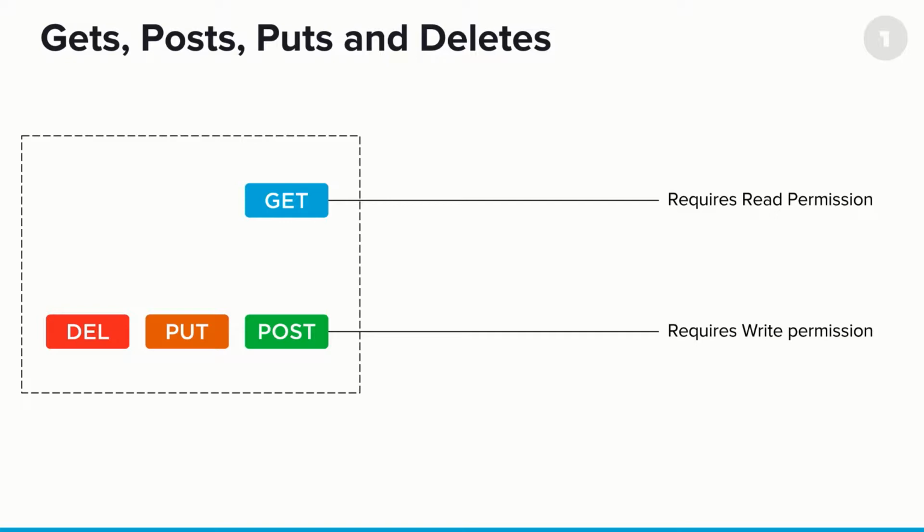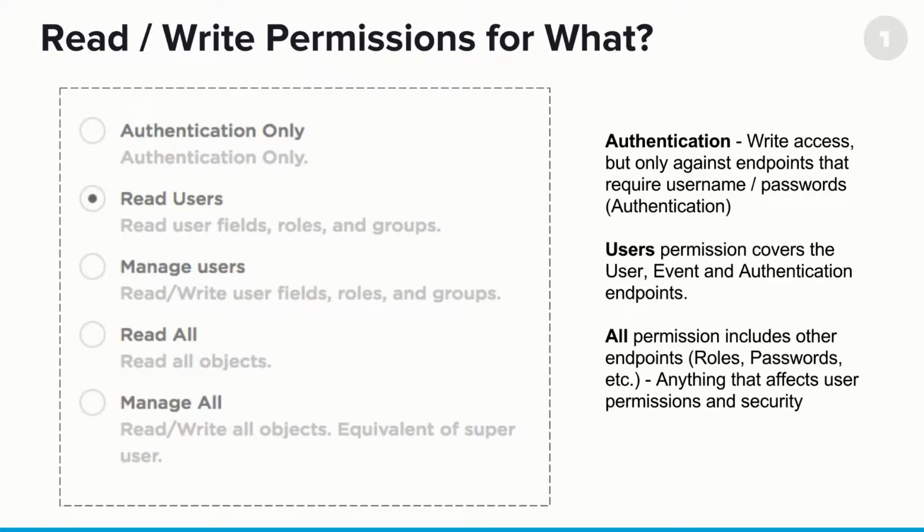Now, before we talked about the 4 different verb types. In this case, these verbs correspond to different permissions you need on a key. Get only requires that you have read permission. However, delete, put, and post all require that your key has write permission. Read and write permission for what?